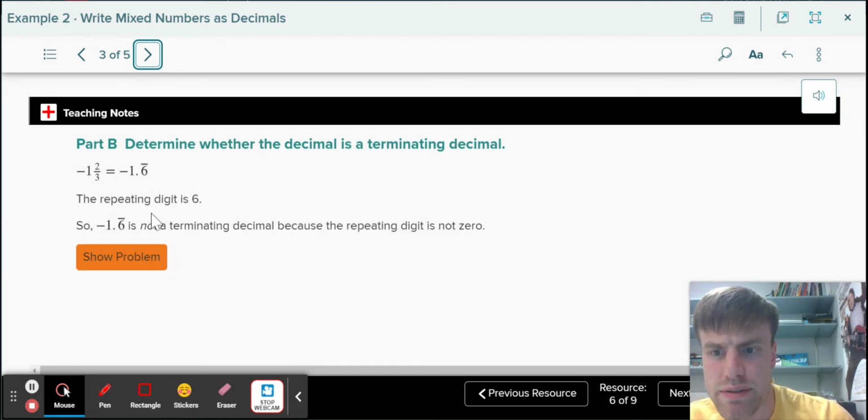So since it repeats forever, it doesn't terminate, it doesn't stop. That is why it's called a repeating decimal.